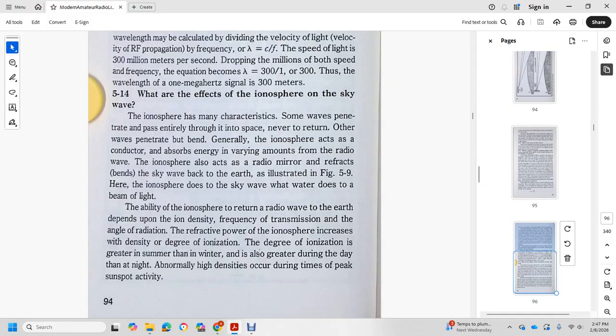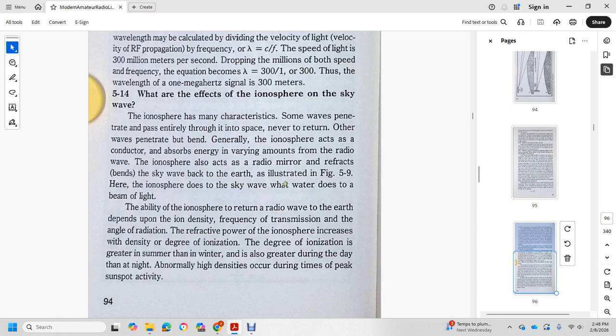Ionospheres have the characteristic that some of the waves penetrate entirely through, while others make the inevitable return. The ionosphere is active and conductive, absorbing varying amounts of the energy of the radio wave. The ionosphere also acts like a radio mirror, reflecting and bending the sky wave back to the earth, illustrated in figure 5.9.